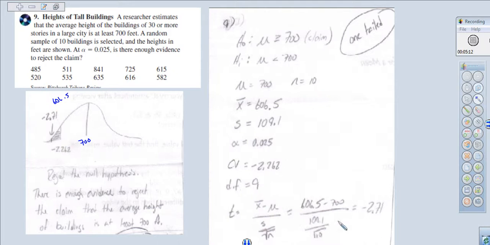So we go and we find our t-value. Our t-value is negative 2.71, which means that we can reject our null hypothesis. We are not inside the safe zone. I call it the safe zone, meaning that we're good. This would be the safe zone. We are not in the safe zone, so we are outside that safe zone.